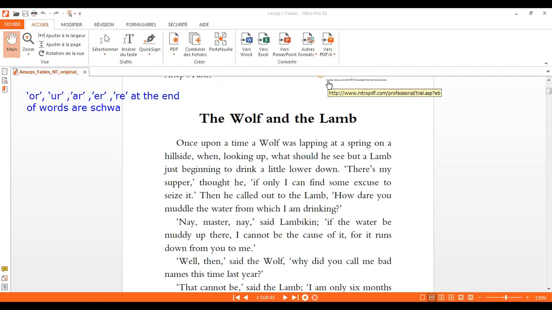Cause, I think that is a schwa sound. This is the schwa. Supper. This is a schwa, as the rule here.